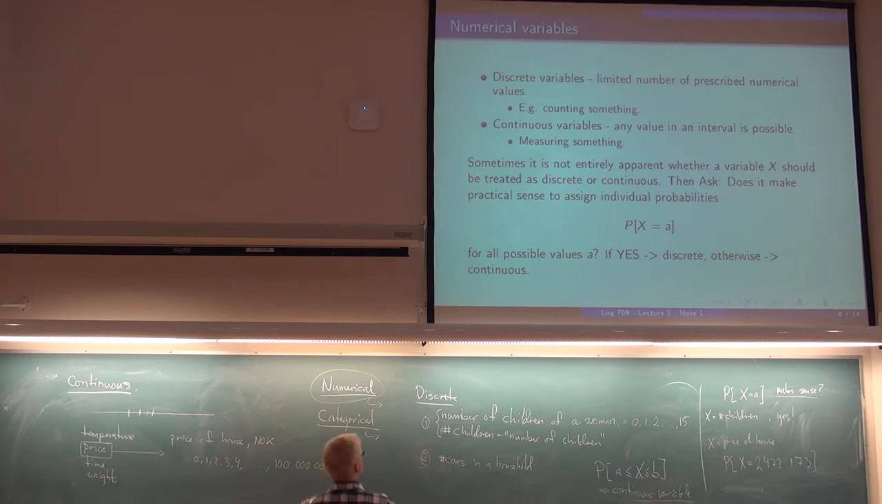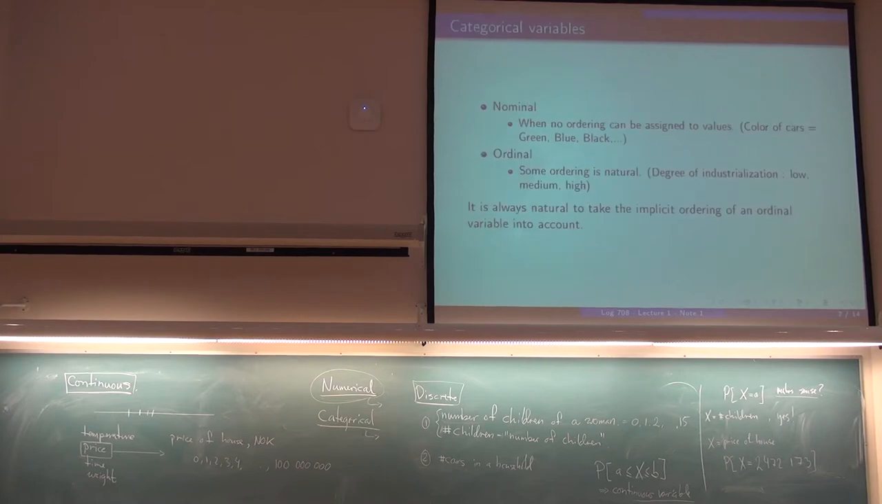So these are the two types of numerical variables that we are considering. Then there is what we call categorical variables. Now we are, for the most part, out of numerical settings, although we shall see that sometimes we assign numbers also to categorical data.